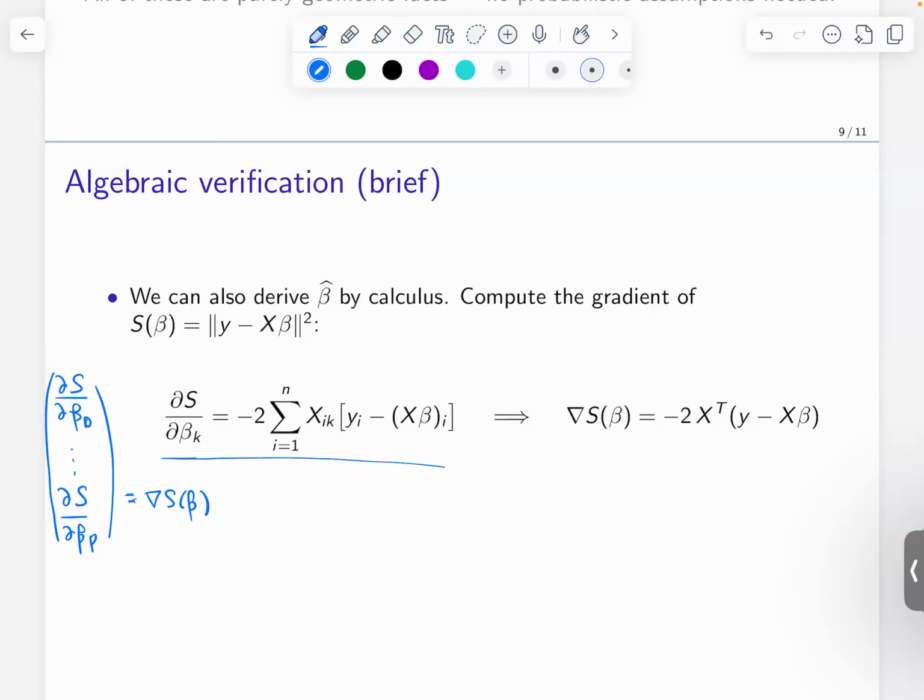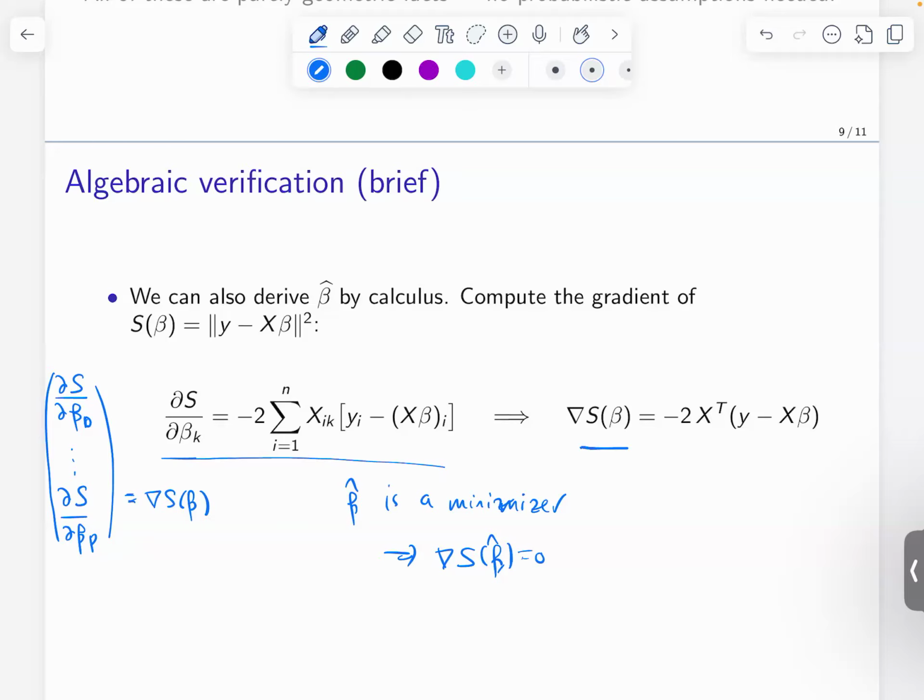So setting all these derivatives to 0 is equivalent to setting the gradient equal to 0. Okay, and so beta hat is a minimizer implies that the gradient of S at beta hat is 0. This is called the first order optimality condition. It's a necessary condition. It's not sufficient.